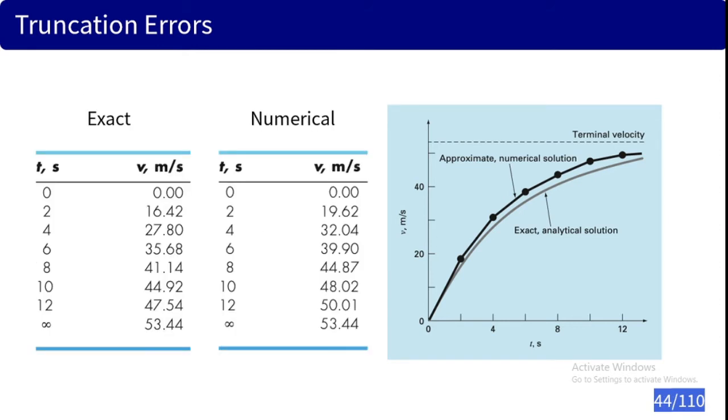Okay? So the values are placed side by side for multiple calculations using those two methods. For example, after 2 seconds, the exact value is 16.42, while the corresponding value using the numerical method is 19.62, and so on with the next intervals.